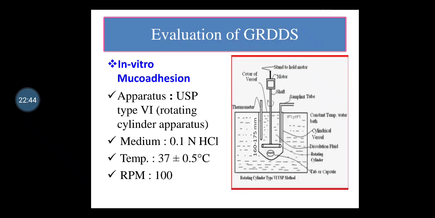Apart from that, there is the in vitro mucoadhesion evaluation. If your drug molecule is mucoadhesive, then in vitro mucoadhesion can be determined with the help of USP type 6, the rotating cylinder method, wherein the medium as well as the temperature are the same as previous, and the difference is that the RPM is maintained at 100 RPM.